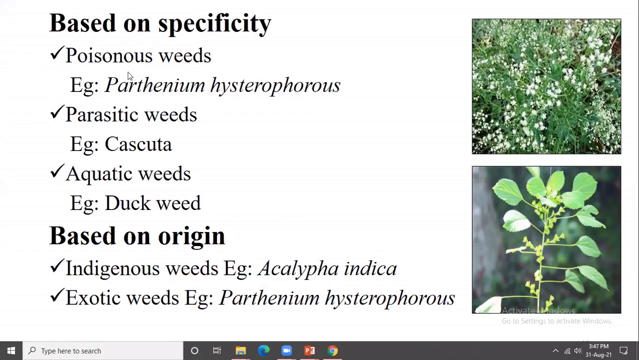What is a poisonous weed? What is a parasitic weed? What is an aquatic weed? What is the specific character of the parasitic weed Cuscuta? You can search and write. Okay, up to now, clear? Yes, sir. Understood? If you have a doubt, you can ask.